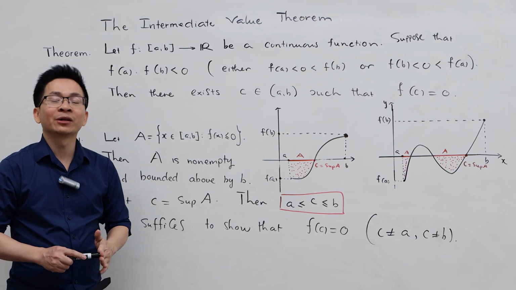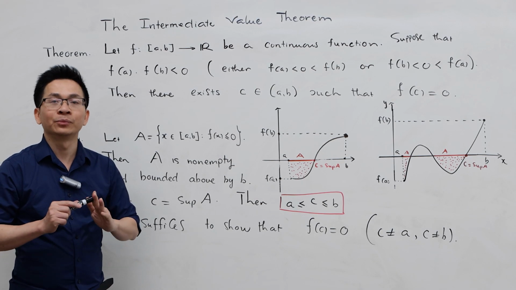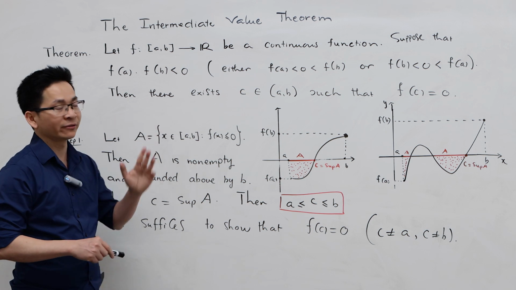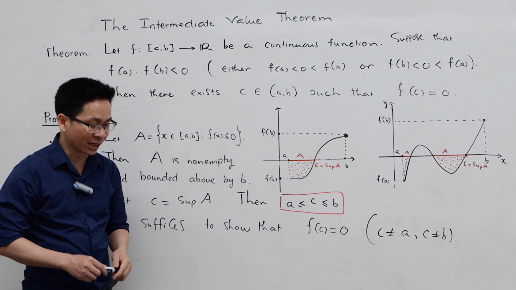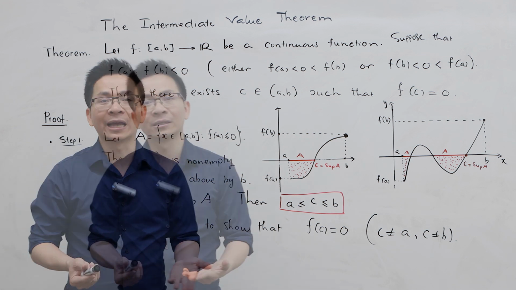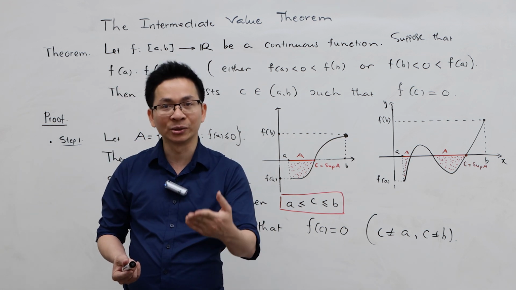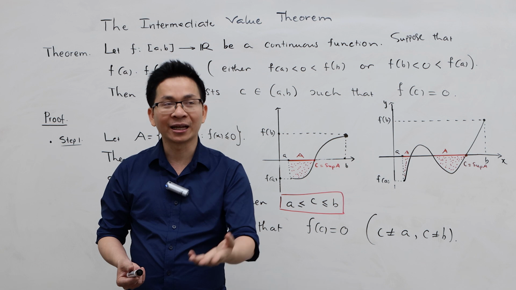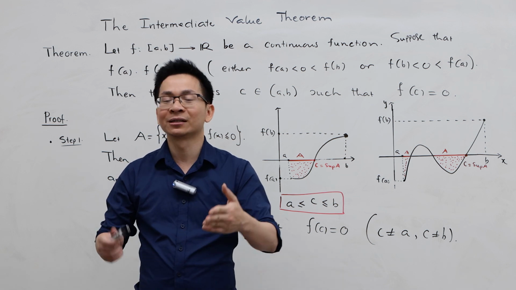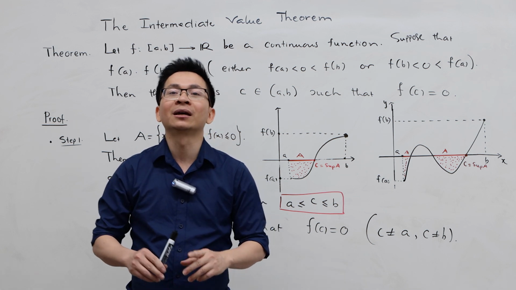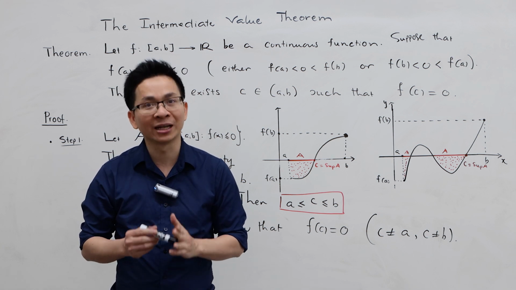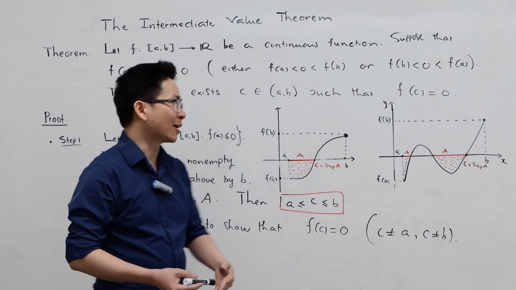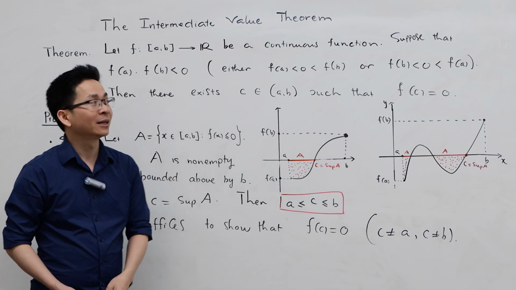In this video, I'm going to give a proof of the intermediate value theorem, actually the first version of the intermediate value theorem. Before, we used the first version to prove the second version, and then used the second version to prove the third version, but we have not proved the first version of the intermediate value theorem. That's why now we are going to do that, okay?